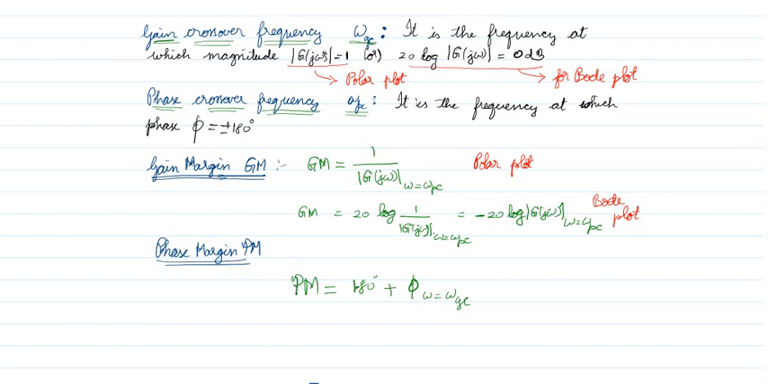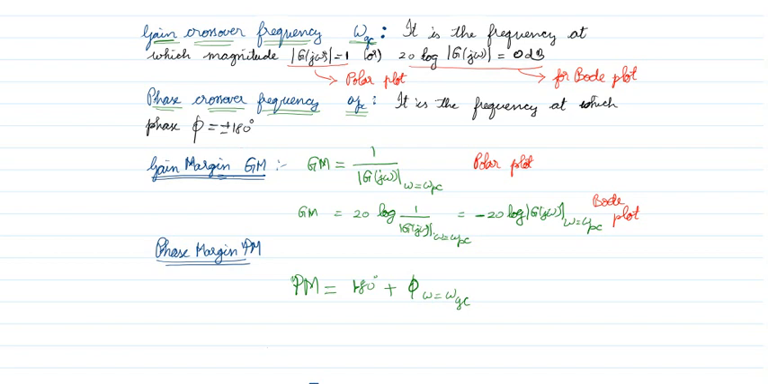Then phase crossover frequency: the frequency at which the phase angle becomes plus or minus 180 degrees. At some frequency the phase angle becomes plus or minus 180 degrees. Here at some frequency the magnitude becomes 1 or 0 dB; that frequency is called gain crossover. If the phase angle becomes 180 degrees or minus 180 degrees, that frequency is called phase crossover frequency.